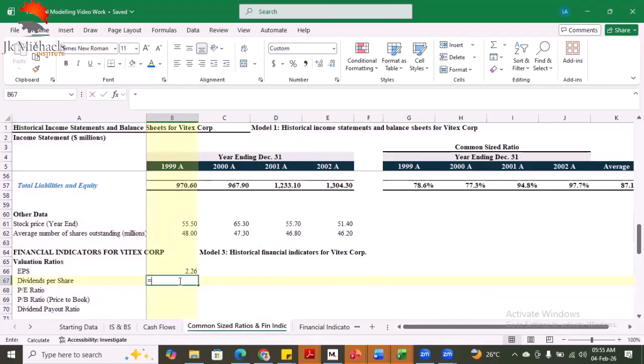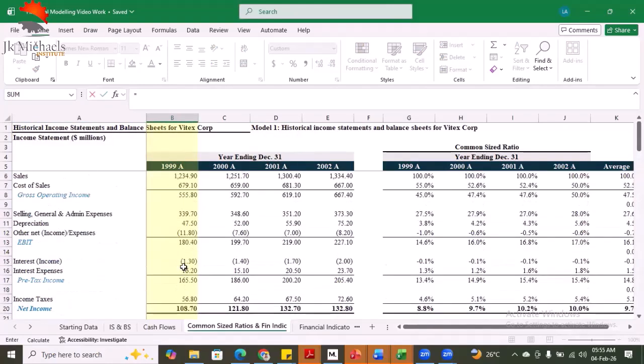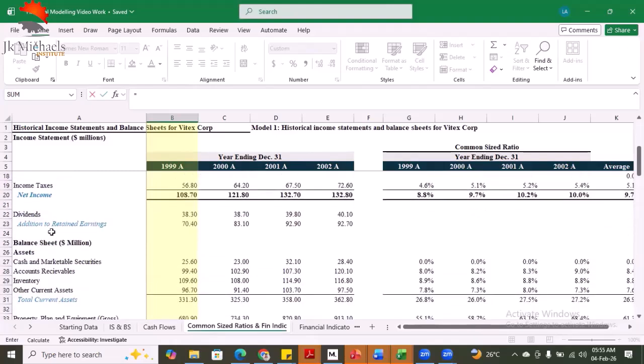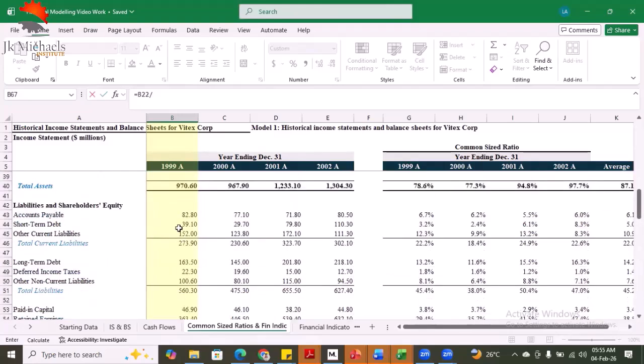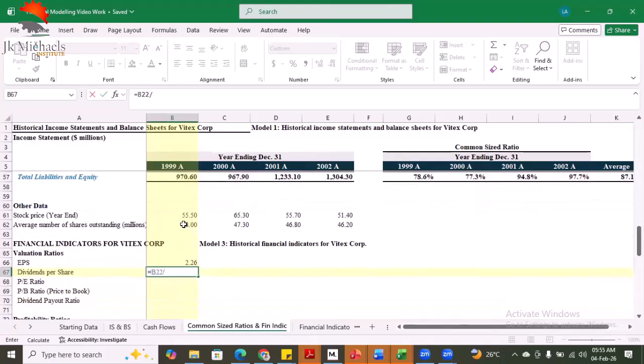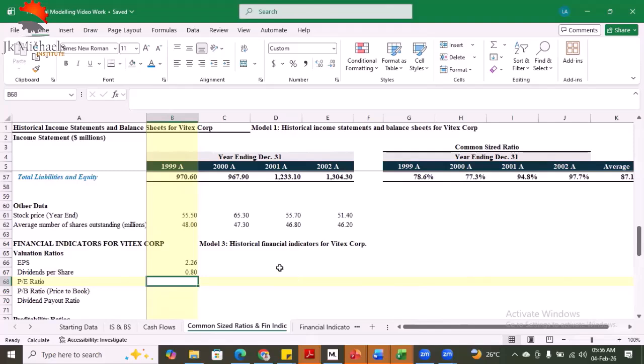And if we look at this, we have the dividends right under the income information. We'll divide this by the total number of outstanding shares, which is 48, and that will give us about 80 cents. So if we take the total dividends paid out and divide that by the outstanding shares available, then each share gets 80 cents of dividend.